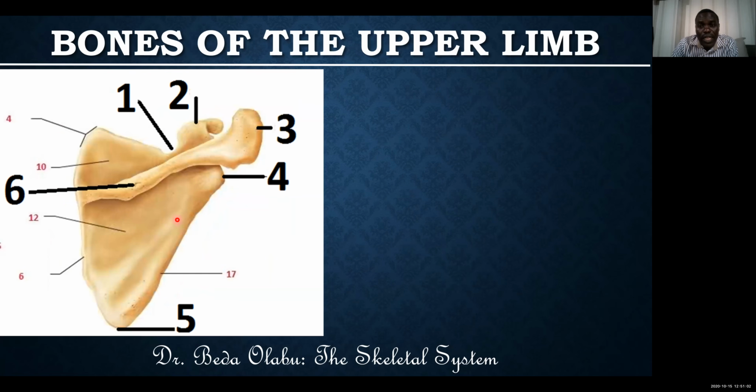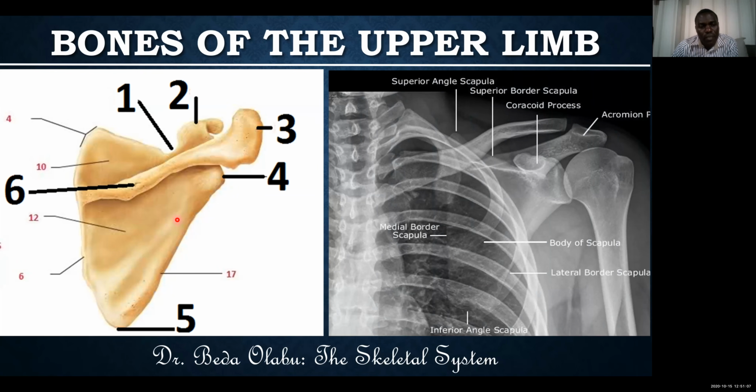The bones of the pectoral girdle are two. We have the scapula, which you're seeing here, also called the shoulder blade. This is the inferior angle of the scapula, superior angle of the scapula. This is the glenoid of the scapula. This is the spine of the scapula ending onto the acromion process, which is this one. This is the coracoid process of the scapula. So that's the scapula or the shoulder blade.